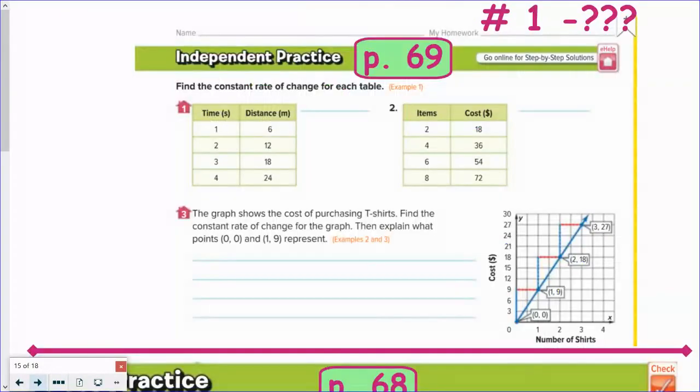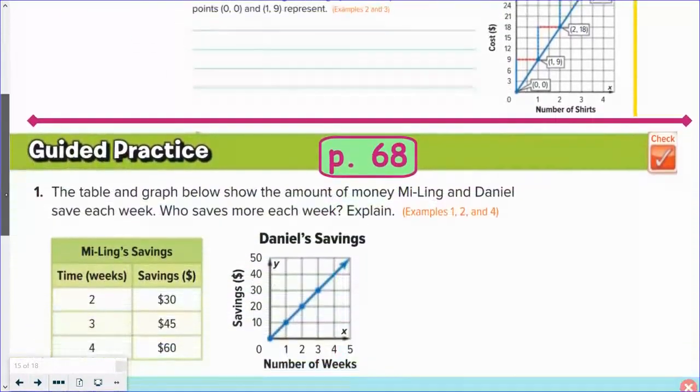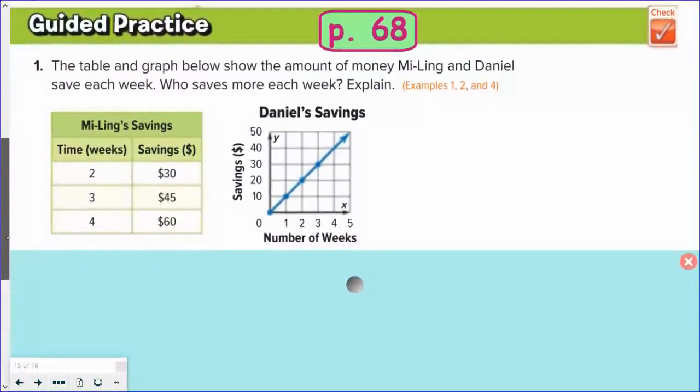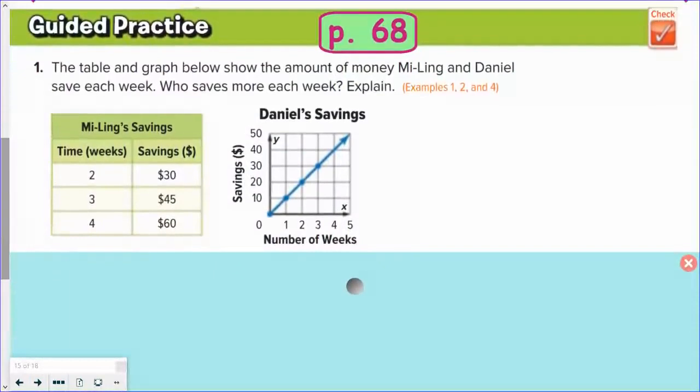So we're going to do some guided practice on page 68. You have 3 problems to do, and then you can start your homework. Okay, the table and graph show the amount of money Millie and Daniel saved each week. Who saves more money?